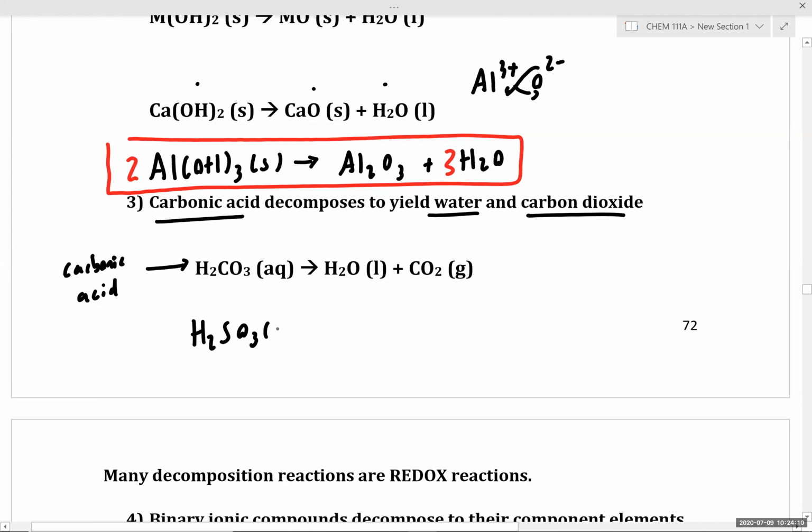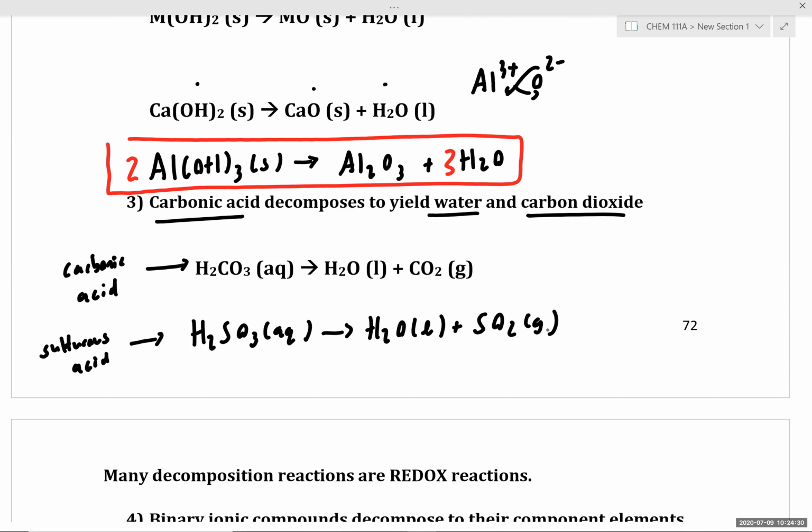Another decomposition reaction related to carbonic acid is that sulfurous acid will decompose into water and sulfur dioxide. So these two reactions are mechanistically very similar.